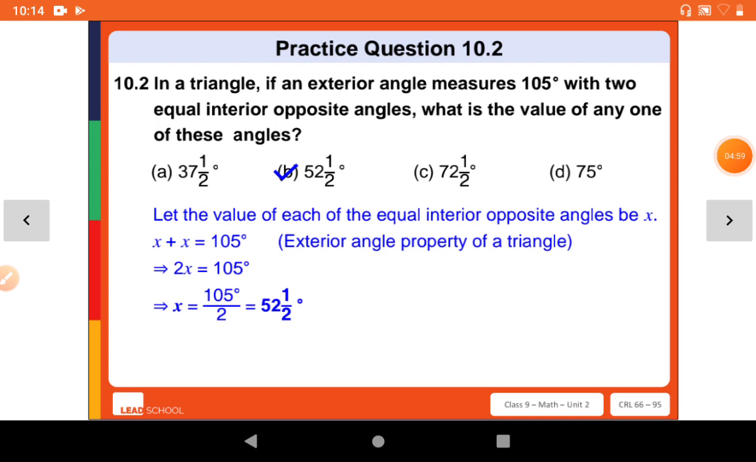Next question, practice question 10.2. In a triangle, if an exterior angle measures 105 degrees with two equal interior opposite angles, what is the value of any one of these angles?